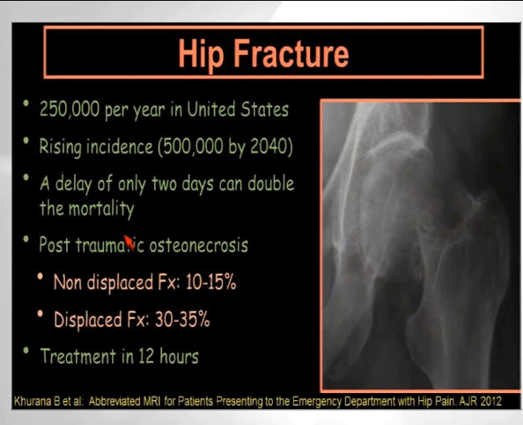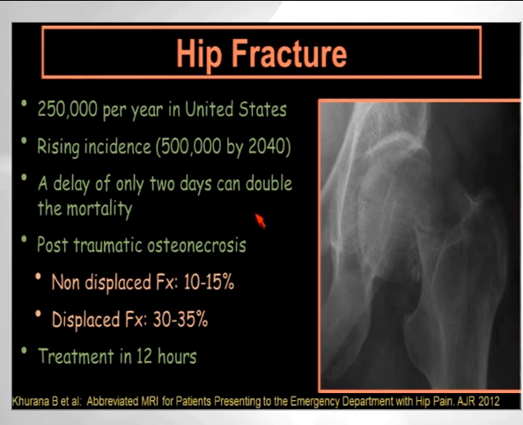Let's see where we stand in 2013. Now we have very high incidence. We have approximately 250,000 per year in the United States only. And the incidence is going to increase. We have an elderly population with increasing lifespan, and the population is very active. There are a lot more medications which make them prone to fall.